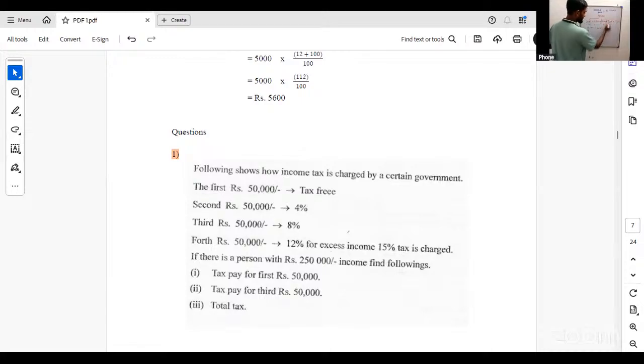50,000 into what? 8%, right? So the tax for the third 50,000 equals 50,000 times the percentage, 8%. You can get the answer as 4,000. This is the third 50,000's answer. So the tax for the third 50,000 is 4,000.